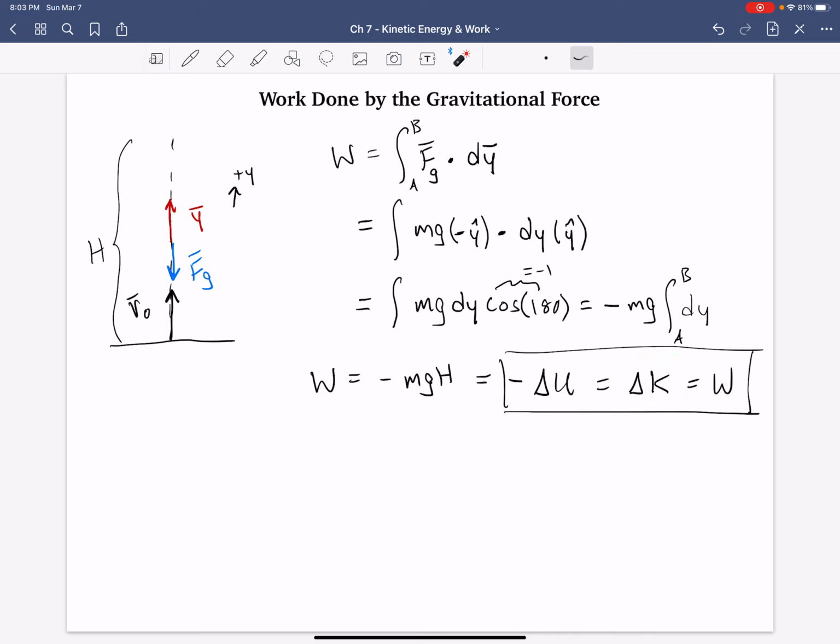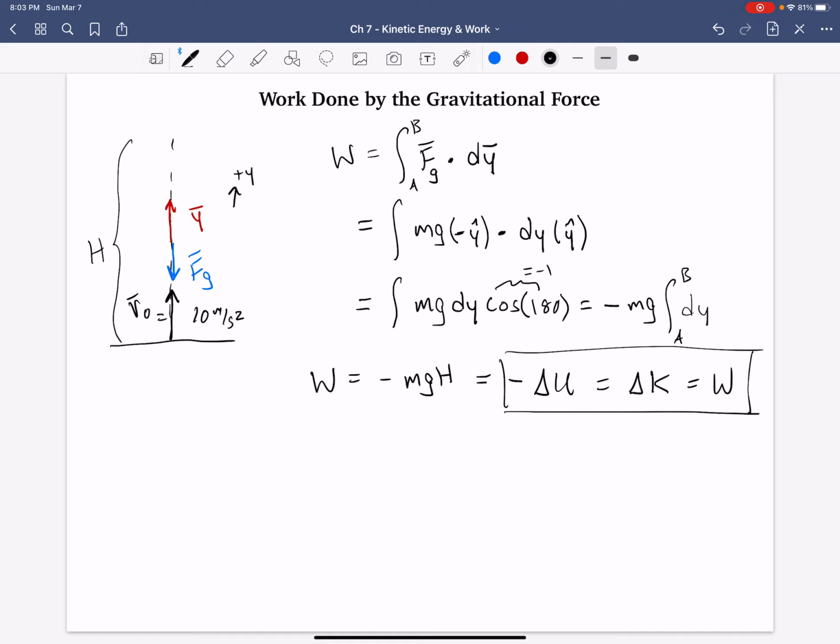So let's, for example, say that some object starts on the ground at height 0 with a speed of 10 meters per second, for example. All right, 10 meters per second. And we wanted to find the height h. You could have done this back in chapter 2, right? This really is just a one-dimensional constant acceleration problem.